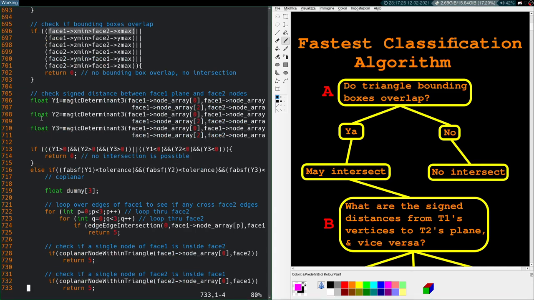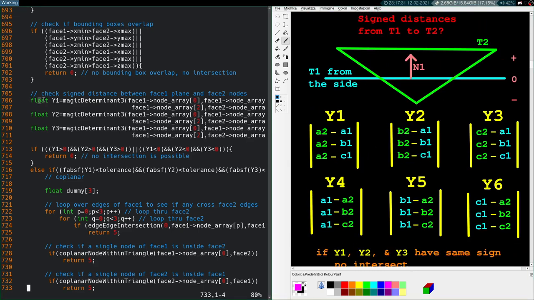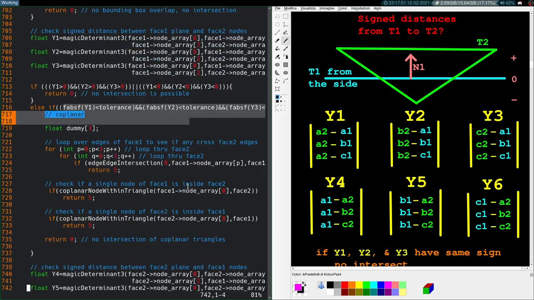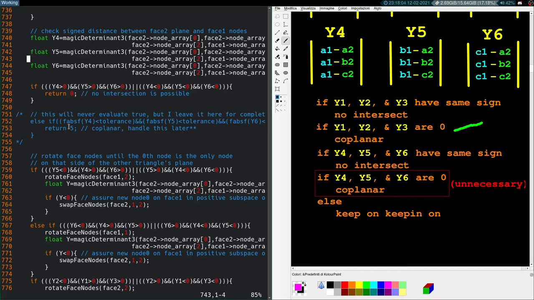The next step is we're evaluating, let me scroll down a little bit. So we did phase A. Phase B, we're evaluating Y1, 2, and 3. That computes whether or not triangle T2's vertices are all above, below, or in the same plane, or crossing the plane of triangle T1. If they're all the same sign, no intersection is possible. If they're all within the tolerance, then you have a coplanar case. I'll come back to this in a second. And then if it's 4, 5, and 6, you can check those as well. If they're all positive, you have an intersection. If they're all 0, which I commented out because you don't need, you have a coplanar solution.